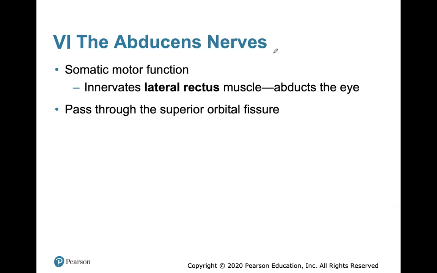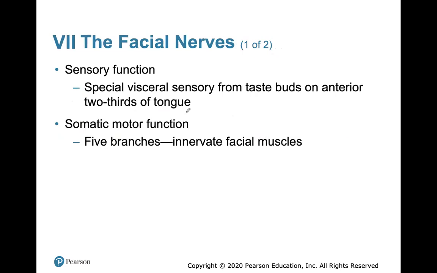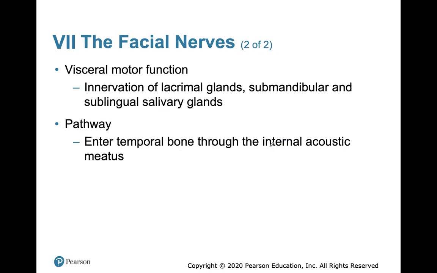Abducens, this is one of your quiz questions. It innervates the lateral rectus muscle, which abducts the eye. Facial nerves, the big one of the facial nerves is they innervate facial muscles, and they give sensory information from the taste buds on your tongue.